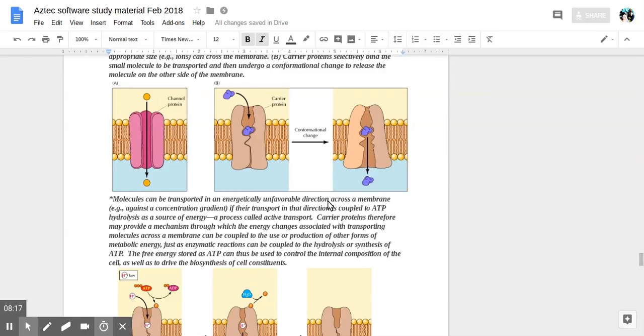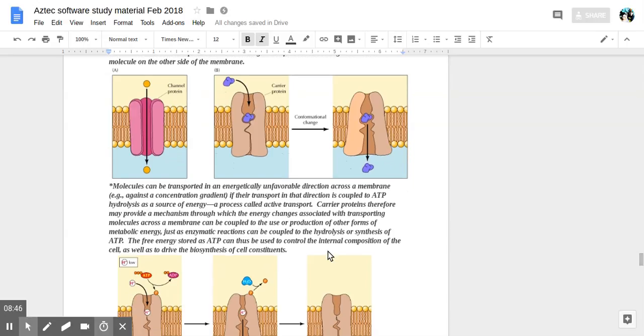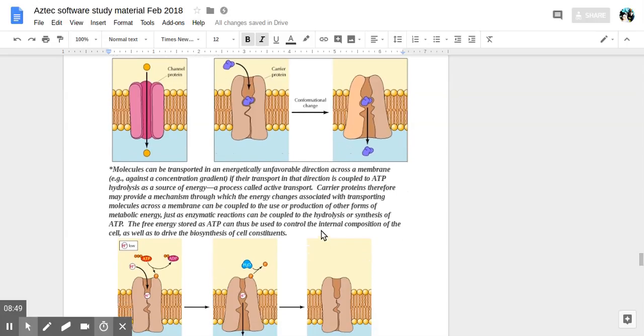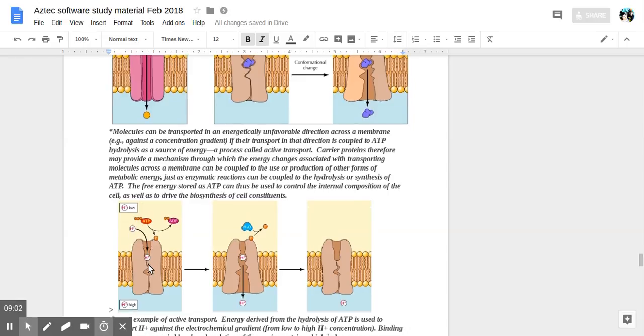Carrier proteins provide a mechanism through which energy change associated with transporting molecules across the membrane is coupled to use or produce other forms of metabolic energy, such as enzymatic reactions, coupled to hydrolysis or synthesis of ATP. Free energy stored as ATP is used to control internal composition of the cell, as well as drive biosynthesis of cell constituents. ATP changes to ADP, a phosphate group is released, and hydrogen goes from low concentration to high concentration.